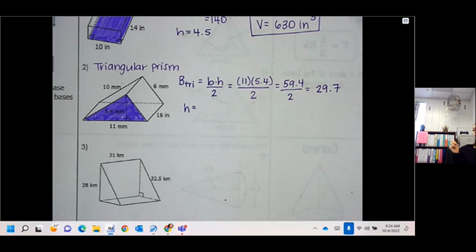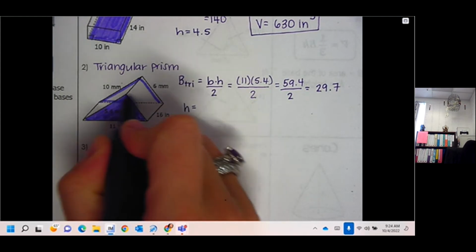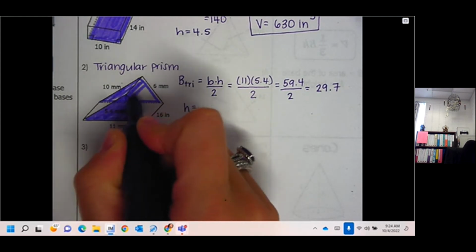6, I heard 16. No. Which side connects the 2 triangles together? 6. Yeah, but think about it like, oh, I don't have my triangular prism out. So here's the other one, right? It's back here. Right, there's the other one.